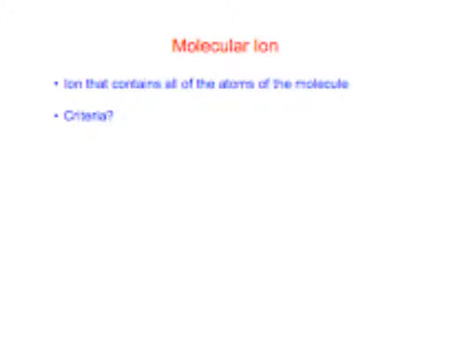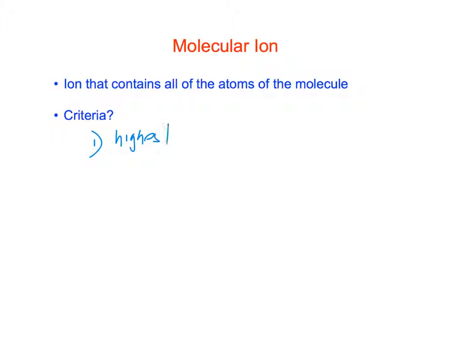So there are several criteria for molecular ions. One is that it has to be the highest mass ion in the spectrum. Okay, because if it has all of the atoms, then it has to be the highest one. Not worrying about isotopes and things like that at this point.